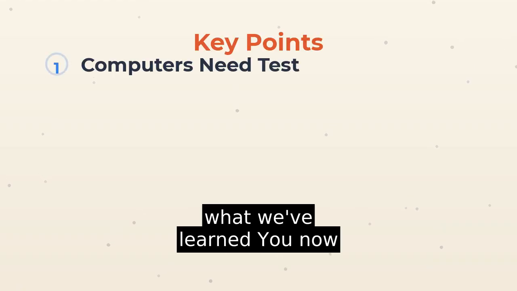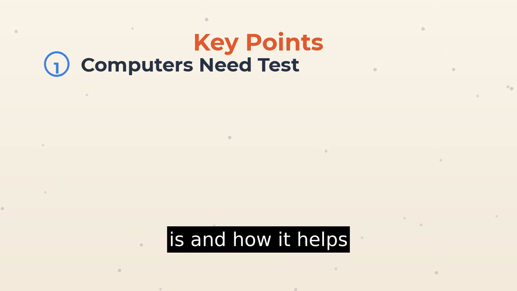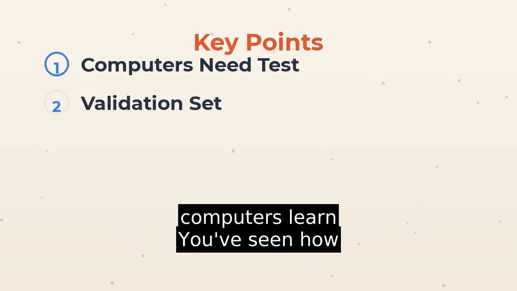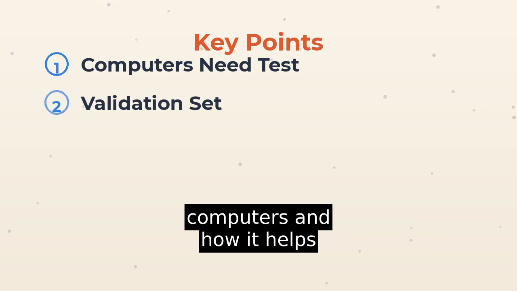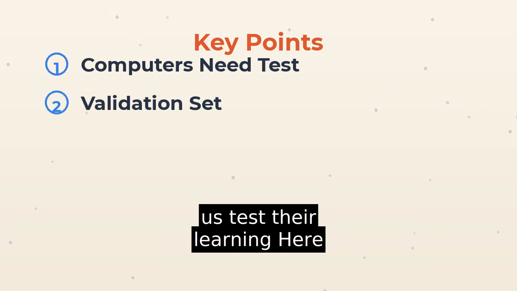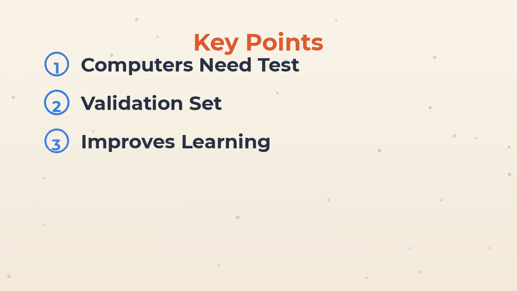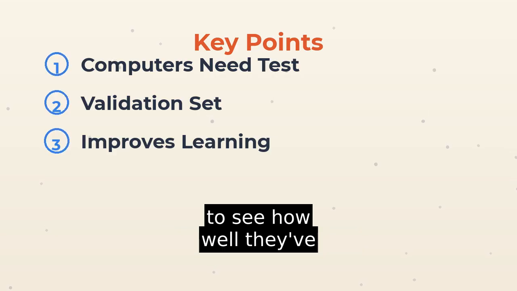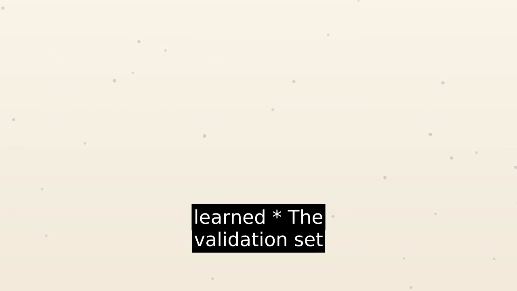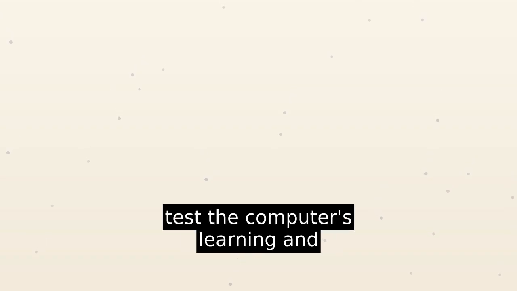So, let's recap what we've learned. You now know what a validation set is and how it helps computers learn. You've seen how it's like a quiz for computers, and how it helps us test their learning. Here are the key points. Computers use data to learn, but they need a test to see how well they've learned. The validation set is like a quiz for computers. It helps us test the computer's learning and see where it needs to improve.